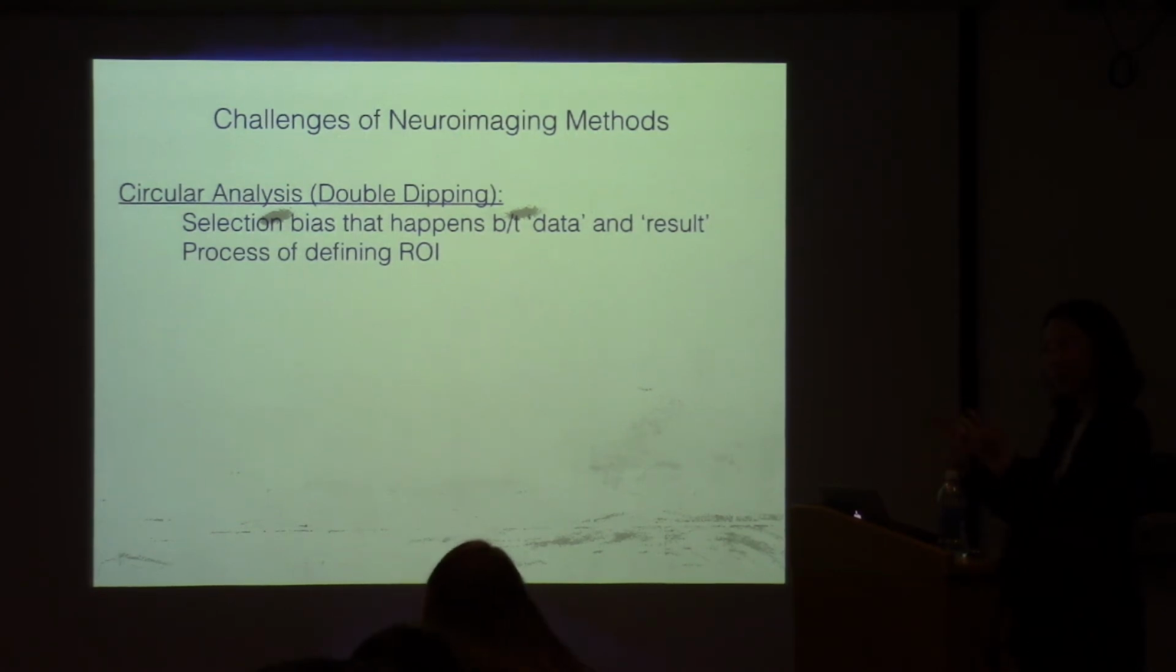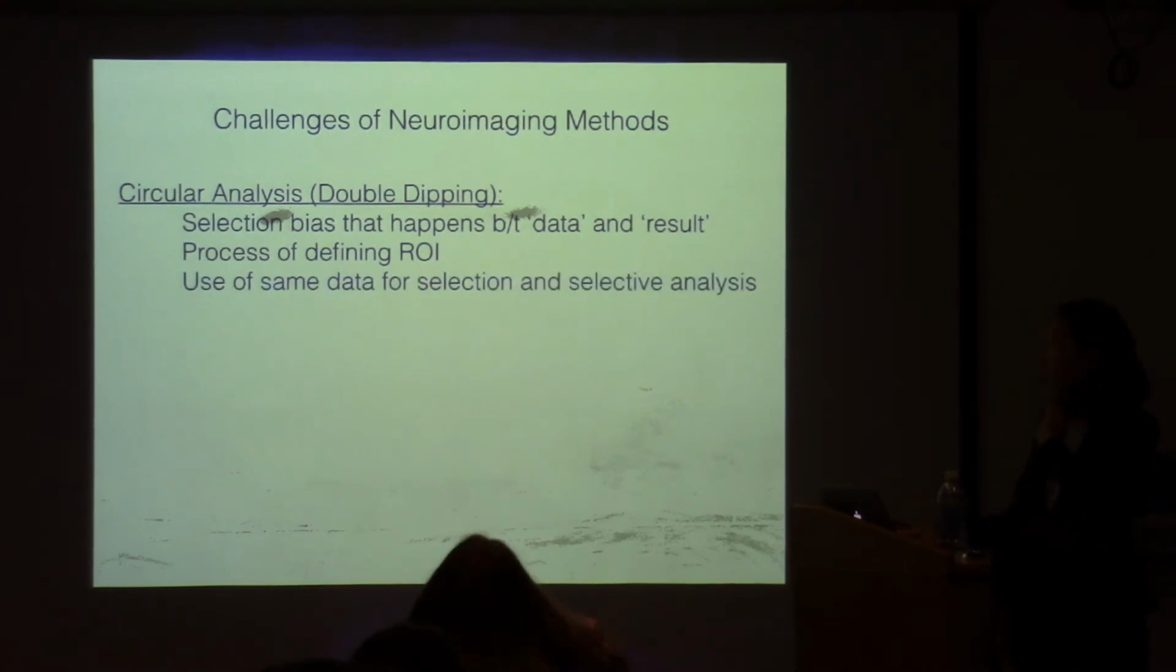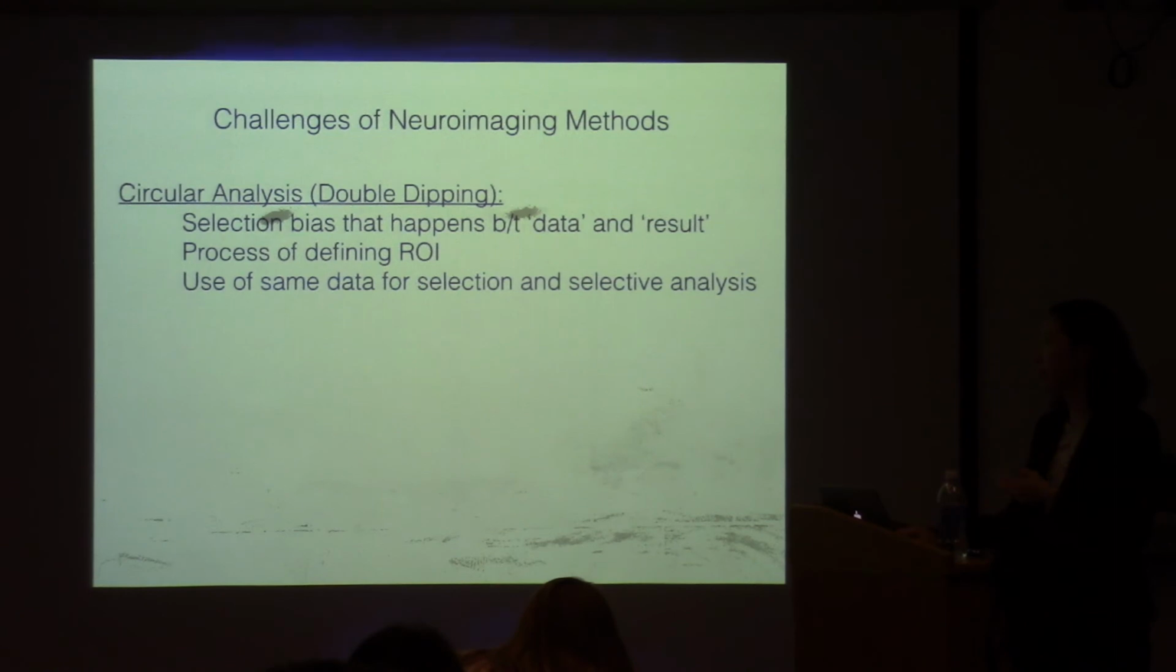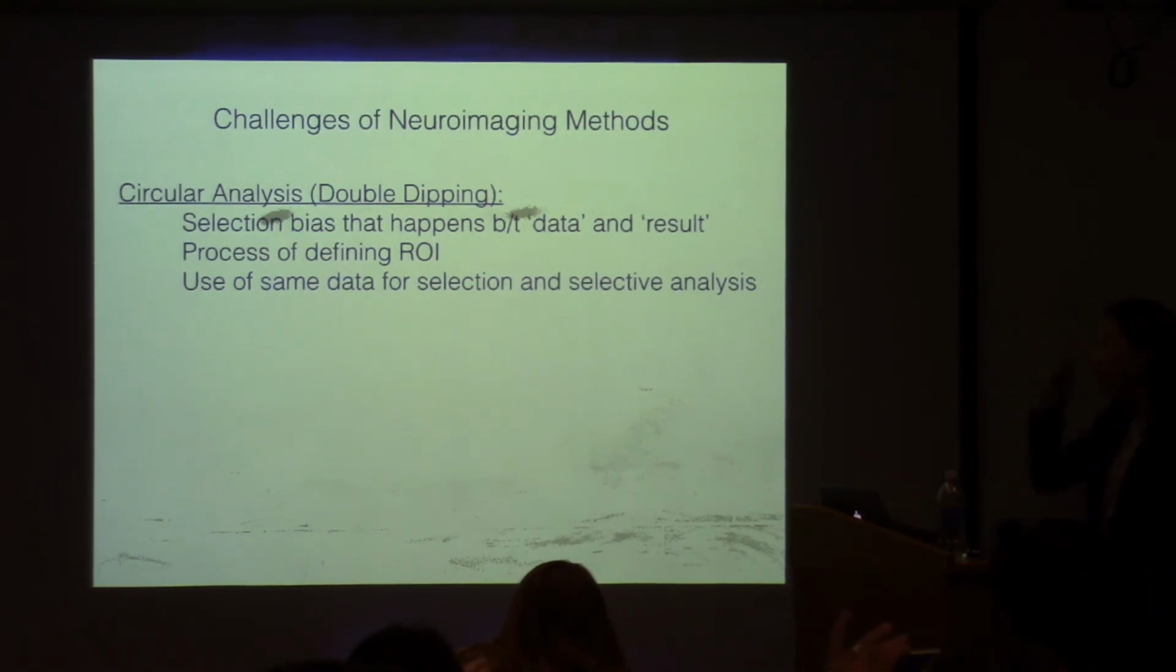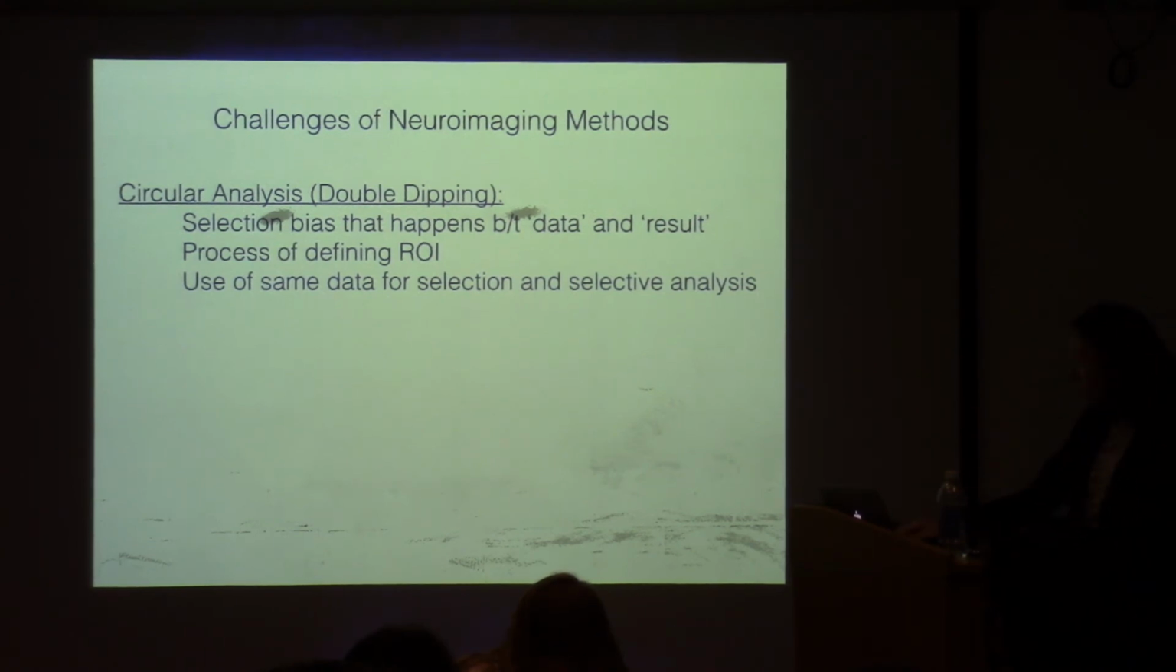So it creates an exaggerated response, an exaggerated positive result. It uses the same data for selection and selective analysis. One way to prevent this is to have a separate set of data for selection of the region of interest, and have another set of data to run the analysis on. But researchers usually don't do that. It takes a lot of time and money.